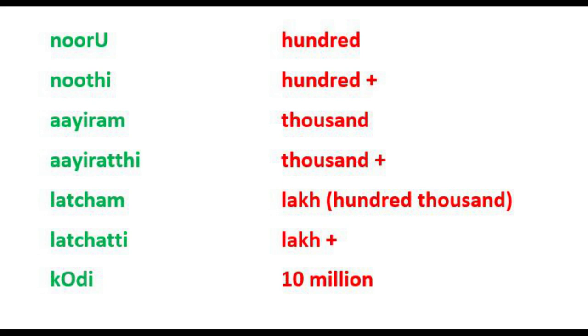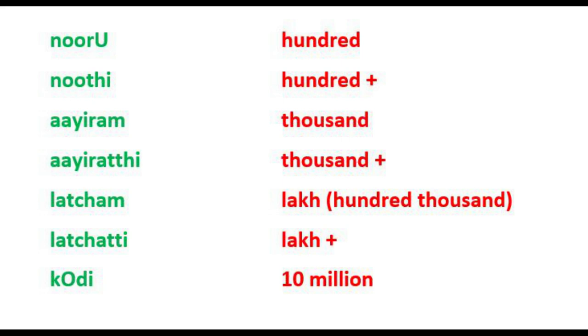100 is 100, and after that everything has the same system. 100 plus anything is 100, and you say 131 becomes 100 plus 31, so 131, 132.